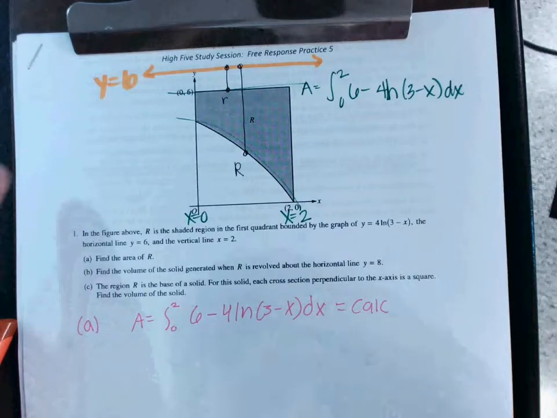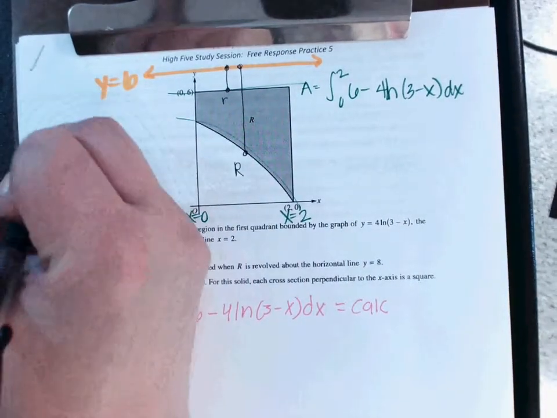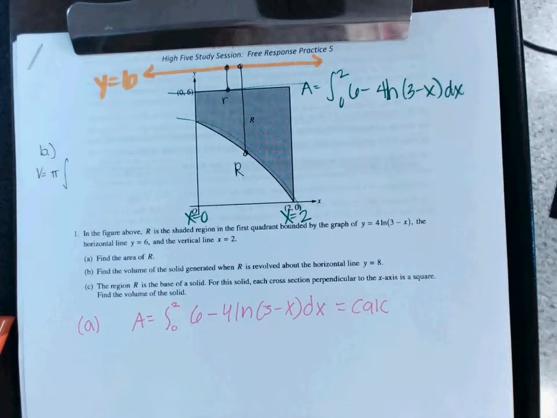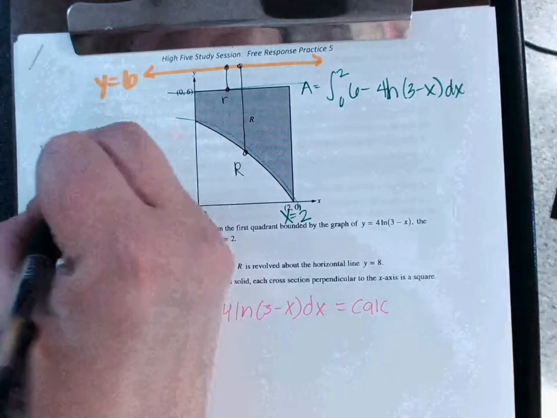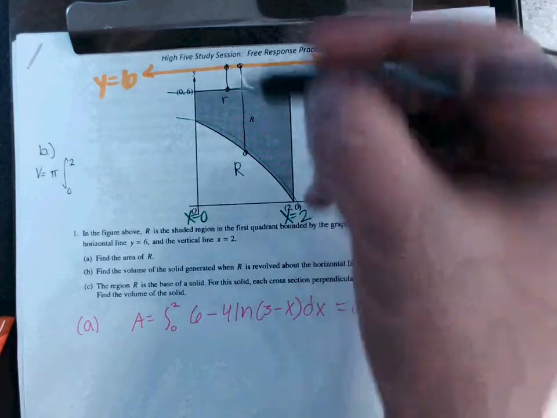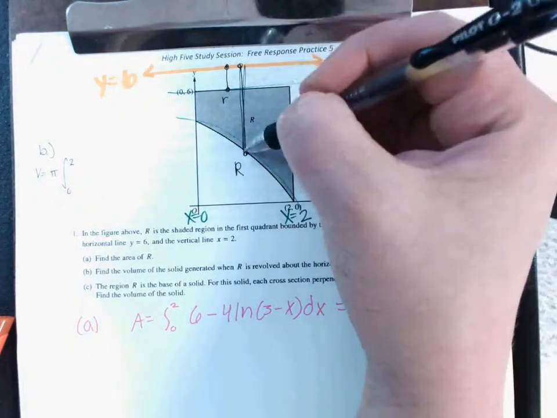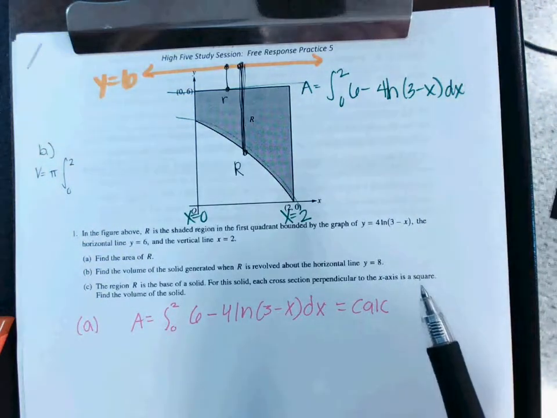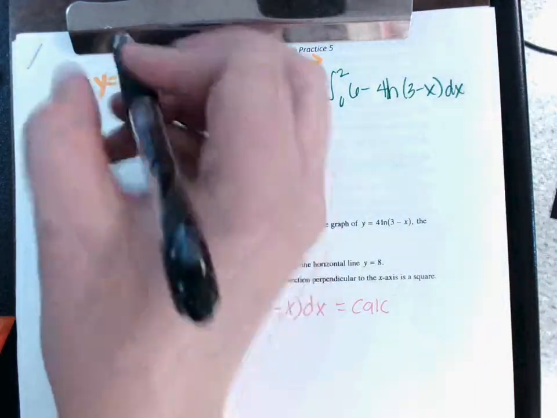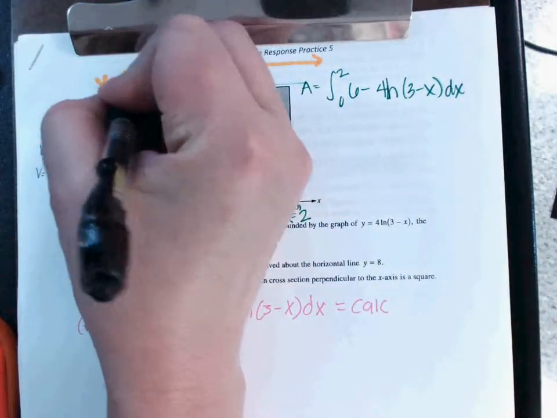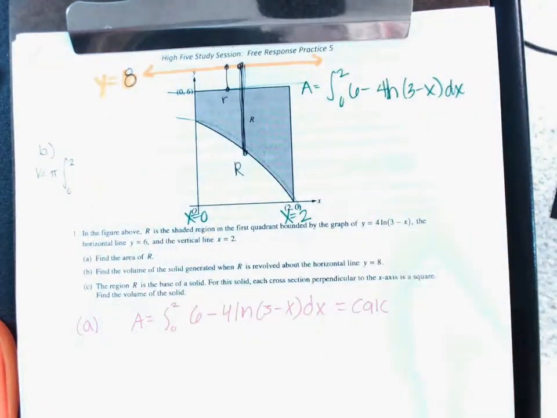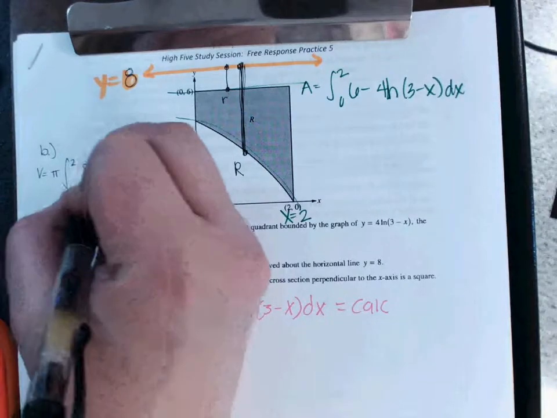Okay, so it'd be part B, volume equals pi integral. What are my endpoints? 0 to 2. And then my capital R is this line. What am I touching on top? Was it 8? Oh, I wrote the wrong number right here. It should have been 8. Okay, 8 minus, and then my bottom function is the 4 ln.